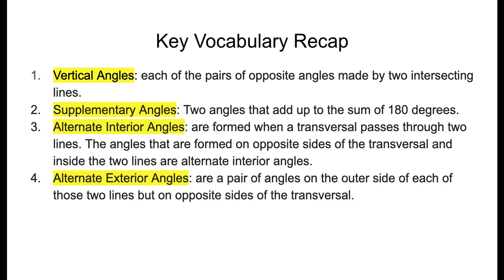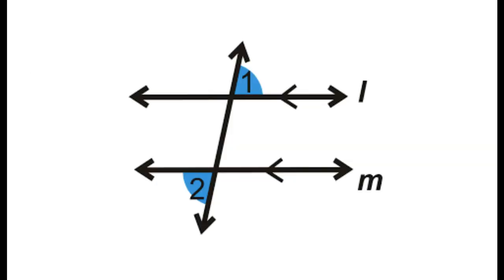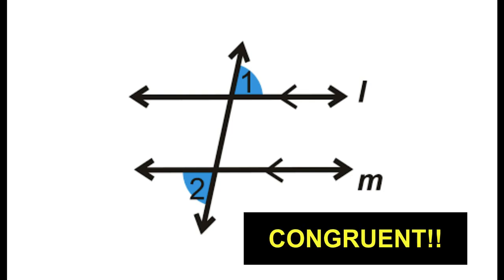Alternate exterior angles are a pair of angles on the outer side of each of those two lines, but on both opposite sides of the transversal. So here's an illustration of that. Here we have a transversal line that cuts through lines L and M, and our alternate exterior angles are angles 1 and 2. They are outside the lines but on opposite sides of the transversal, so they are alternate exterior angles. And it is important to know that they too are congruent, so their degree measure is the same.